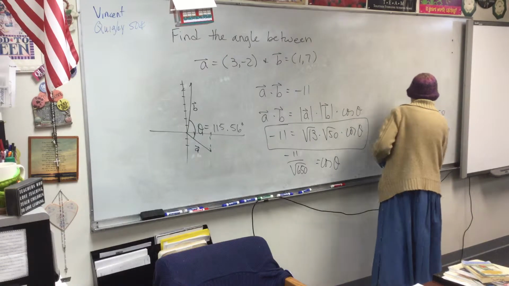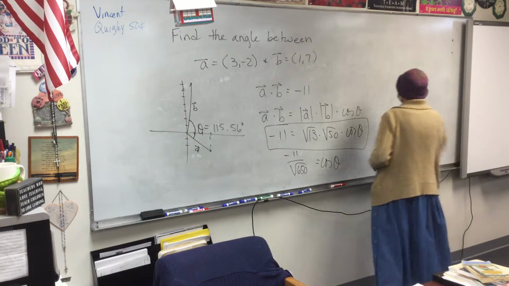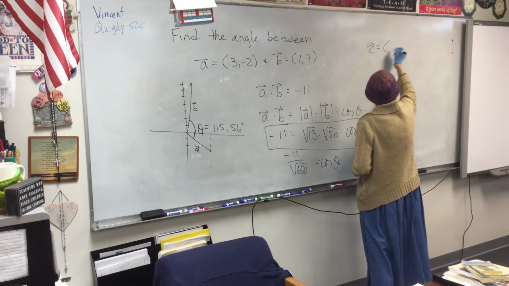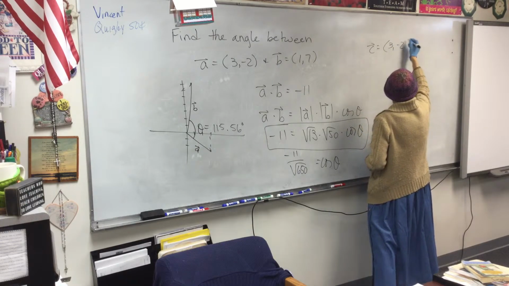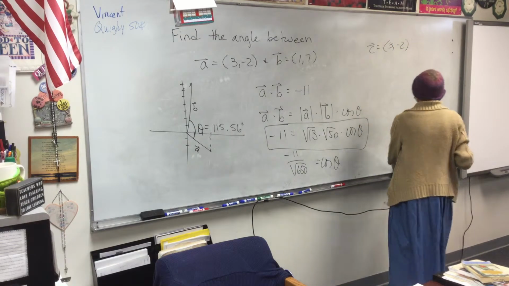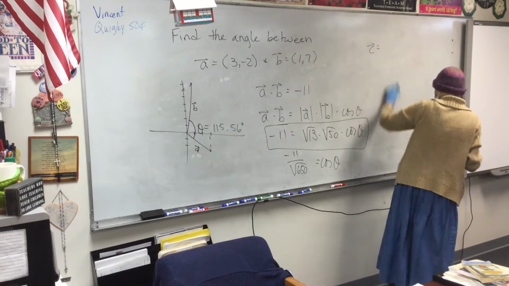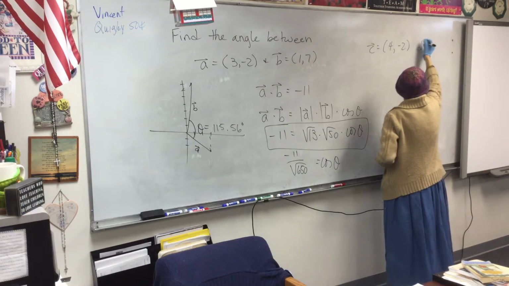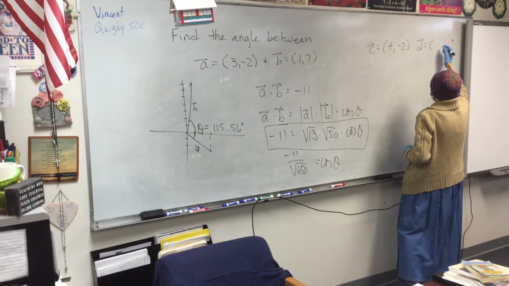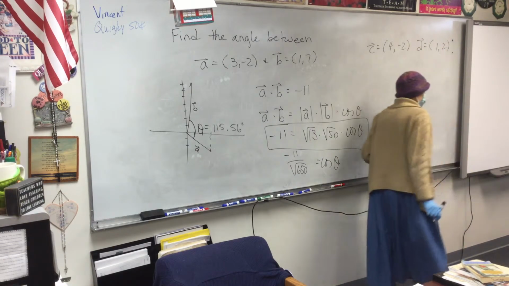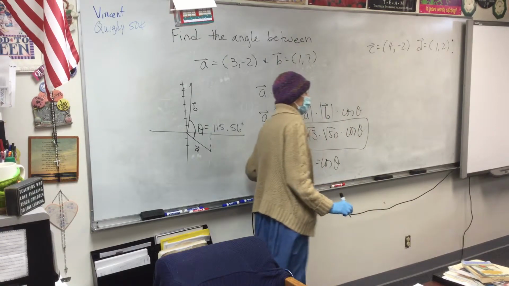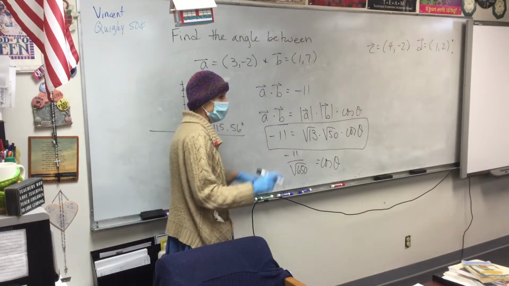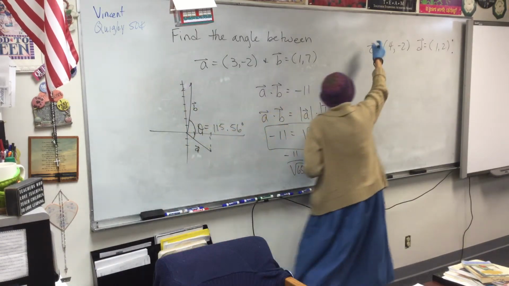I'm going to give you a couple more. Let's try another example. Let's say vector C has coordinates 3, -2. I think I'm using the same vectors over and over again. Let's say 4, -2. And D has coordinates 1, 2. All right, let's find the angle between them.